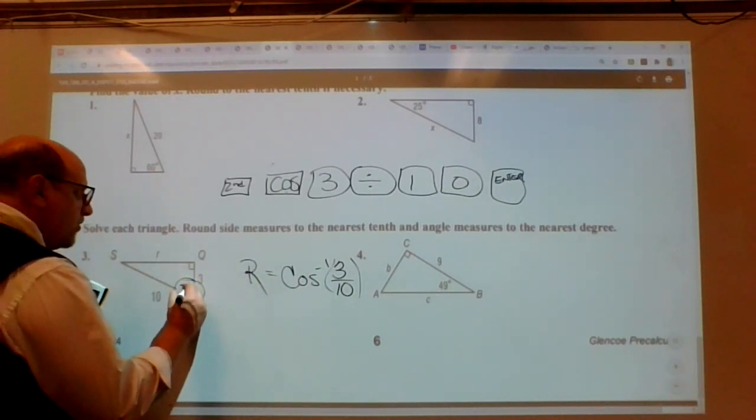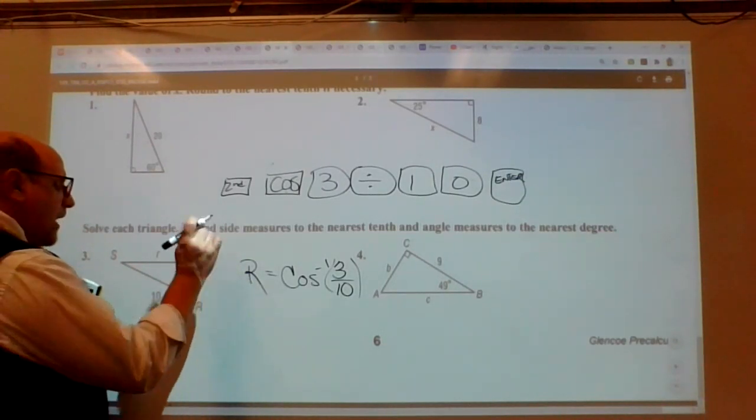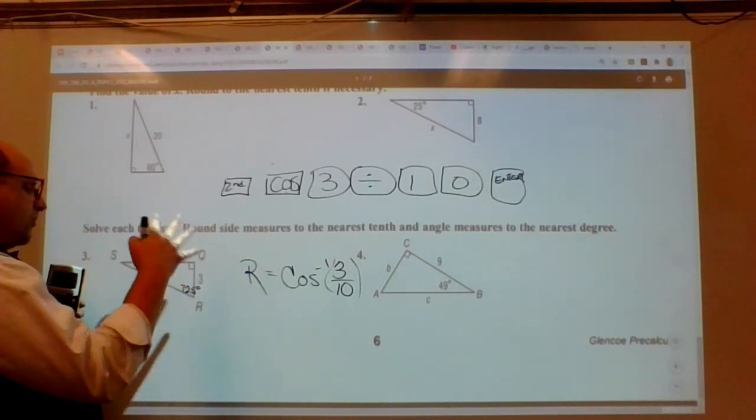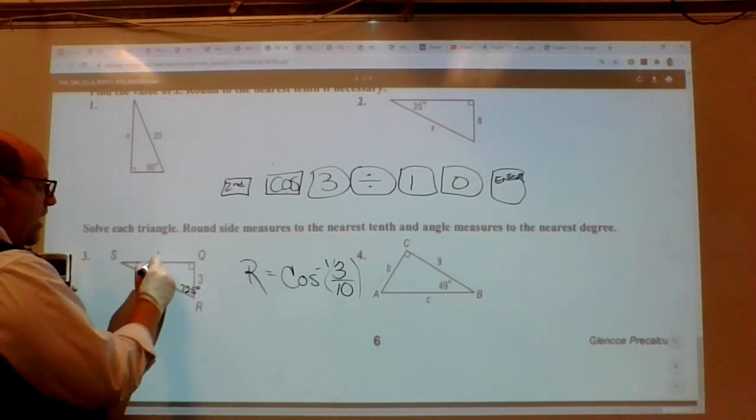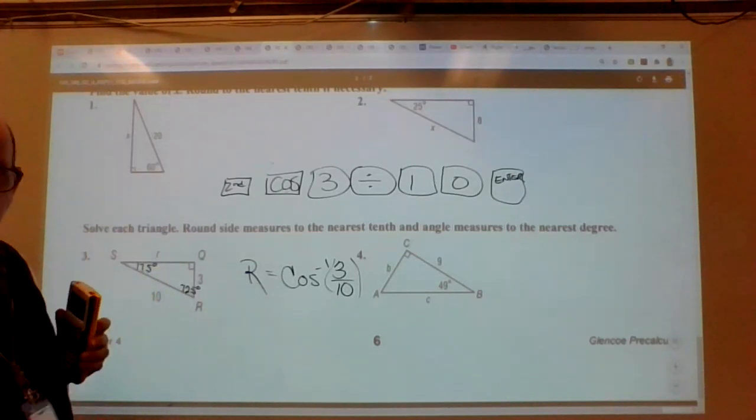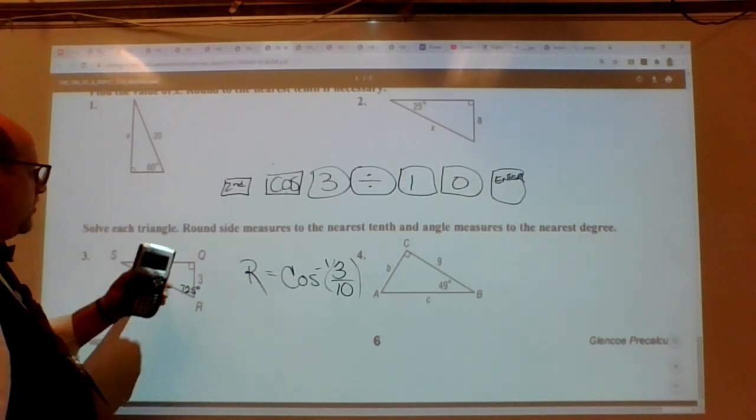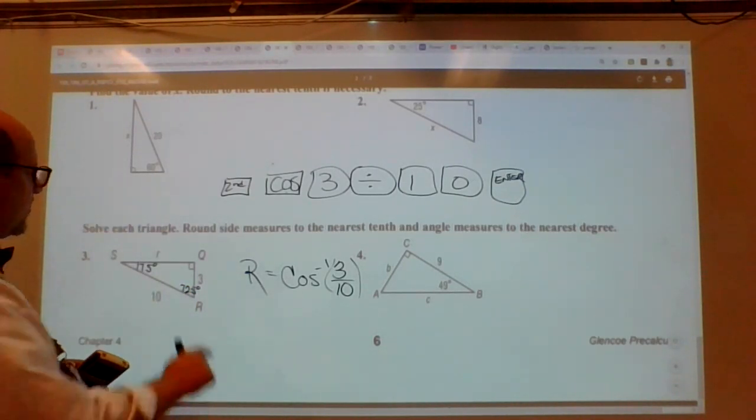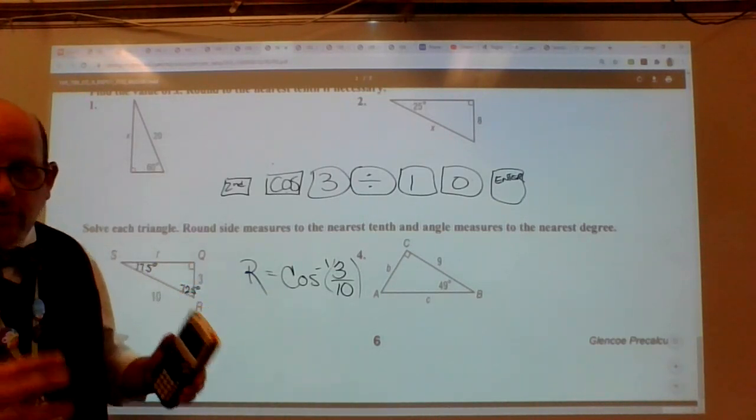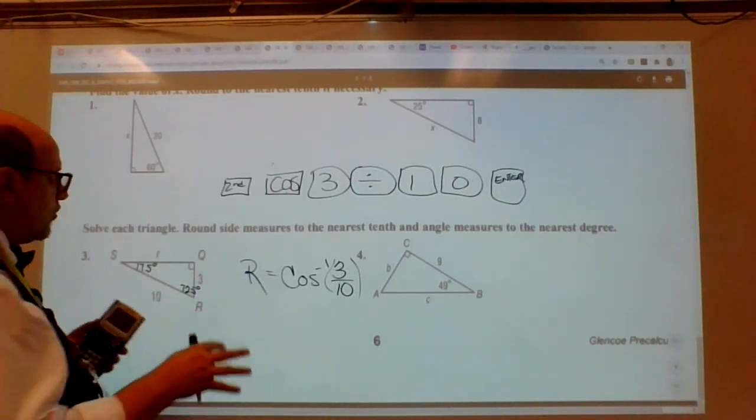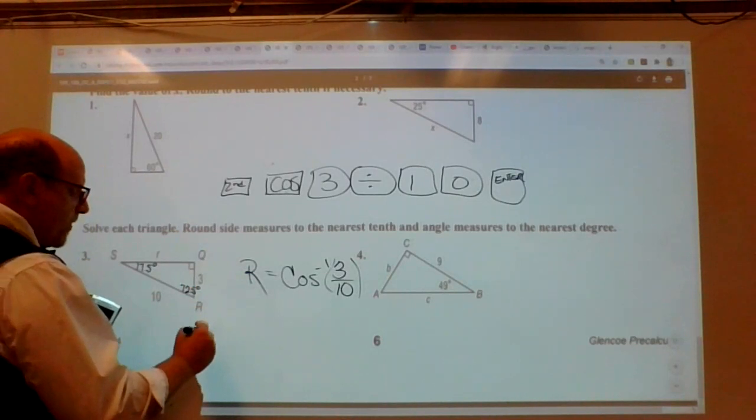This is 72.5 degrees. If this is 72.5 degrees, this has to be 17.5 degrees. Right? So now I'm done with all these angles. The only thing I have left is this wonderful R. The side R, the side across from this. I could use trigonometric functions to find it, or I could just use the Pythagorean theorem. I think I'm going to go with the latter. I think I'm going to go with Pythagorean theorem.